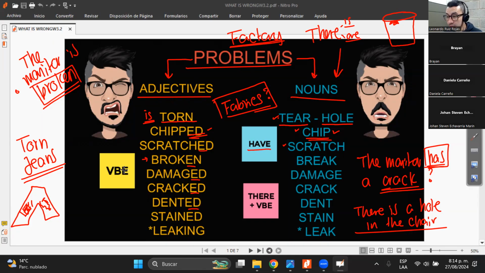Remember, the verb to be is for the characteristic, and the verb to have, or there is, there are, is for the noun. Okay? Now, scratch, that's a rayón, un rasguño. Ready? So when I say that something is a scratch, what's the meaning of that?